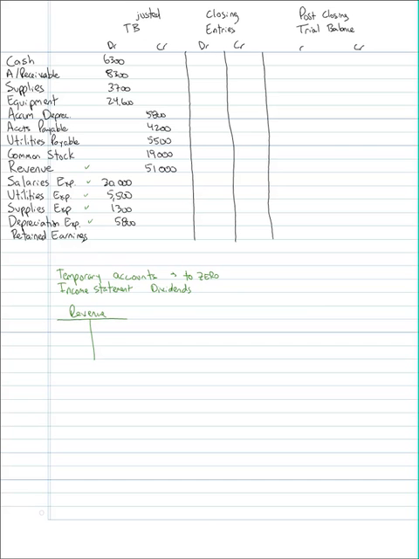Revenue has a $51,000 credit balance, and each of our expenses has its debit balance, supplies expense has a $1,300 debit balance, and depreciation expense is a $5,800 debit balance. So these are all the balances in our temporary accounts.